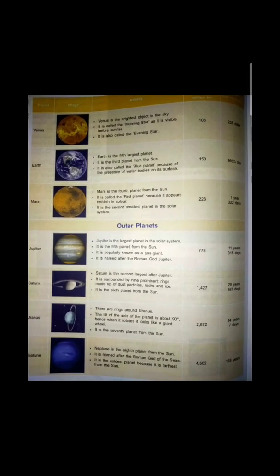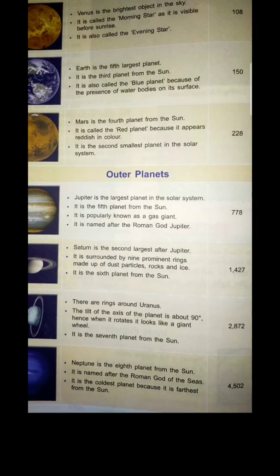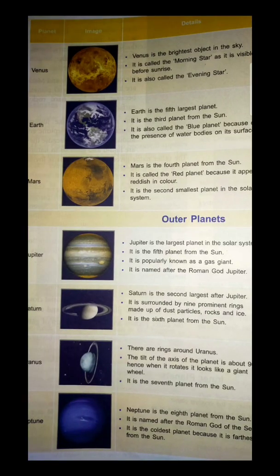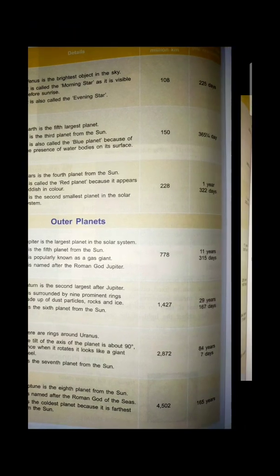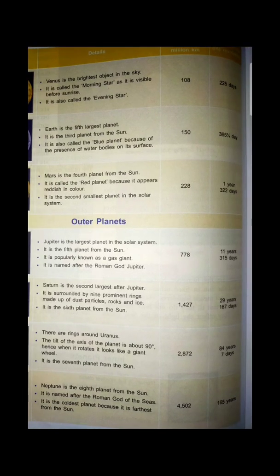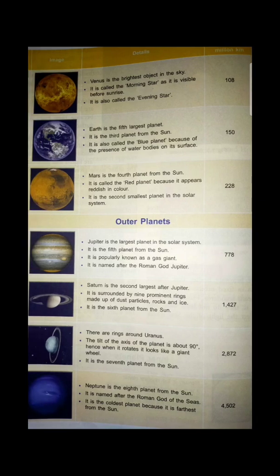So these are the main inner planets, and for now we are going to discuss the outer planets. The main outer planets are there. Jupiter is the largest planet in the solar system. सबसे बड़ा planet कौन सा है solar system में? That is Jupiter, the fifth planet from the sun, popularly known as the gas giant, and it is named after the Roman god Jupiter. The distance from the sun is around 778 kilometer, and it took 11 years 315 days to complete one revolution.